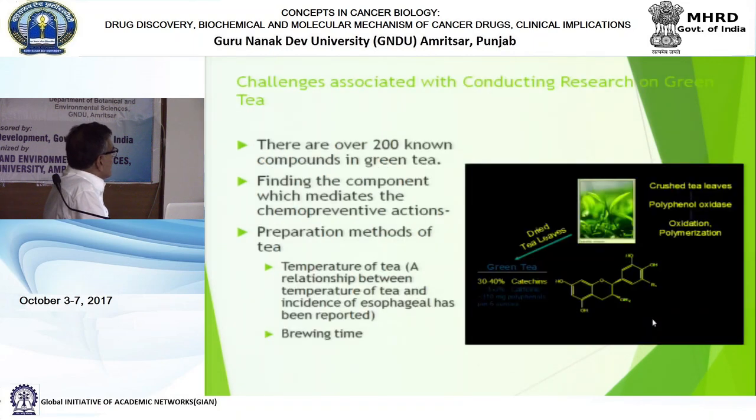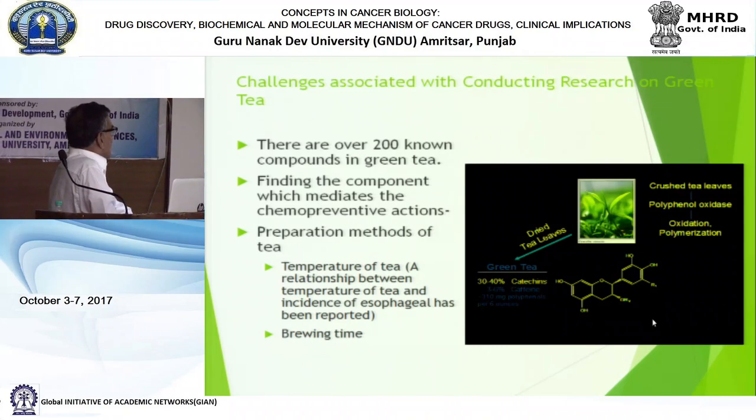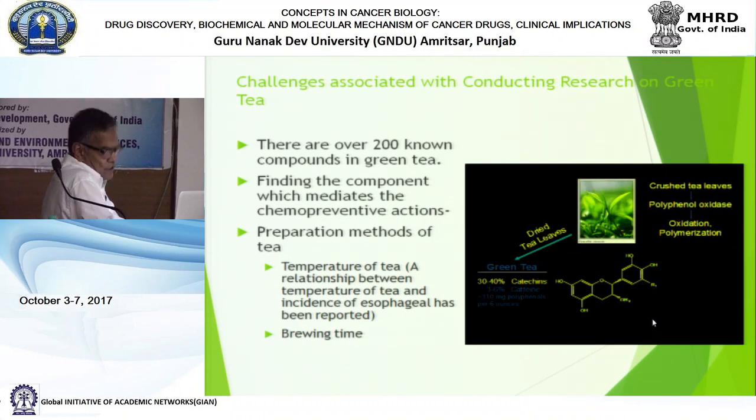They have a compound called epigallocatechin gallate, EGCG, and the 200 compounds, but out of that, only few are working, which are protective. Now, that also depends on preparation method, temperature of the tea, how many times it's used, the brewing time. So there are a lot of factors that people have to consider. And the more factors you consider, the better journal will take your paper. Otherwise, they'll say, okay, no, you didn't do this.